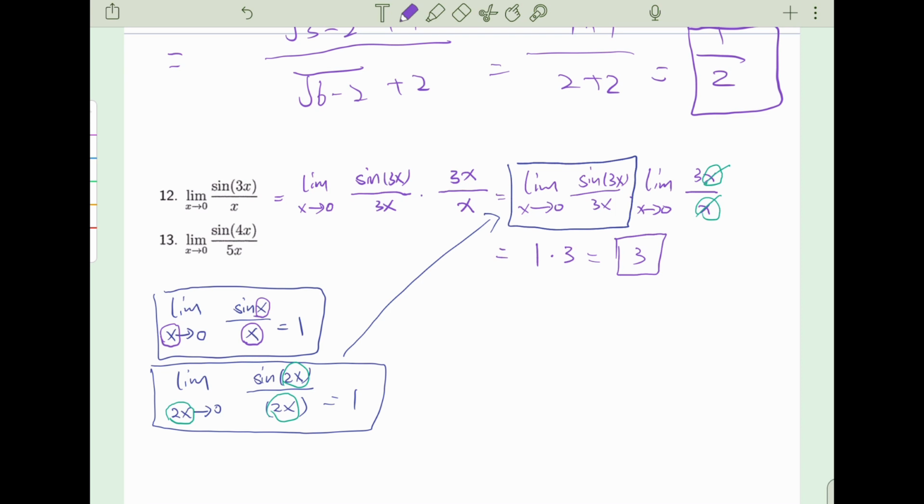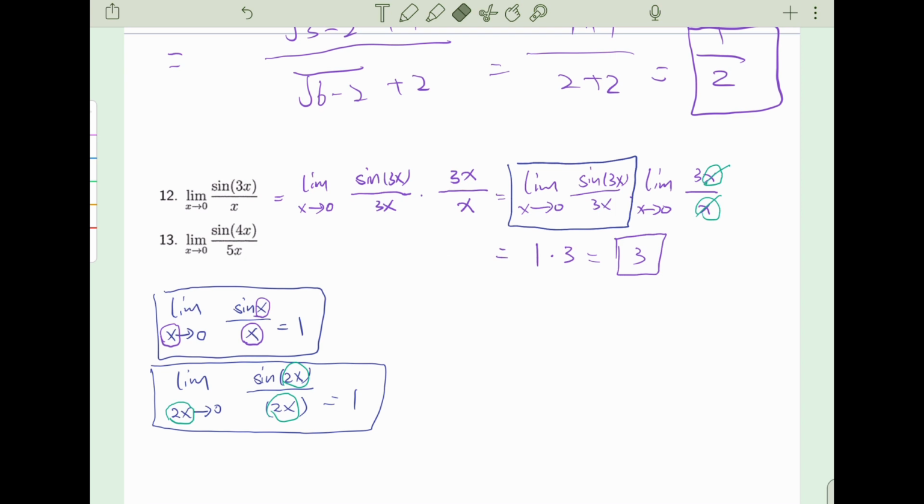Okay? So the idea is basically just make use of the formula to construct that form and at the same time do some algebraic manipulation for the rest of the factors.